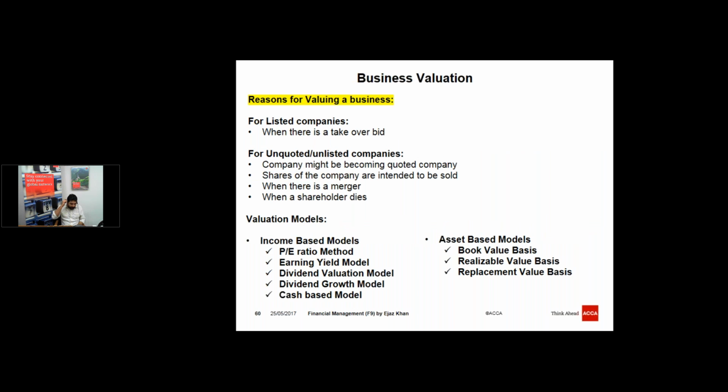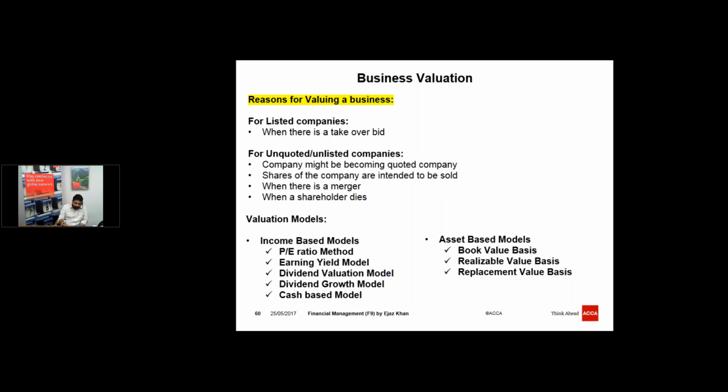Before explaining, I'll just point out the models that we have under income based model. Price earning model, we can value our business using price earning ratio. We can calculate it using earning yield model. And we can have a dividend valuation model. We have already discussed it and we'll discuss it further. Dividend growth model, and then we have cash-based models.